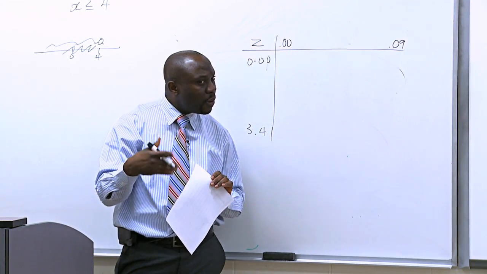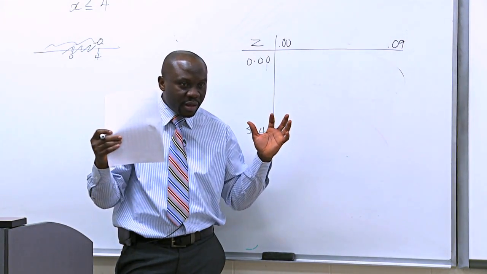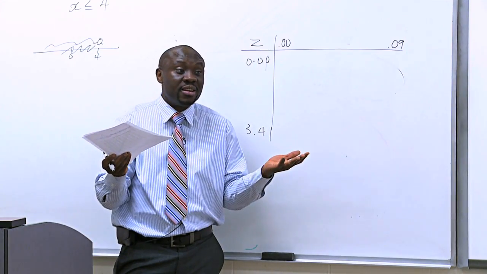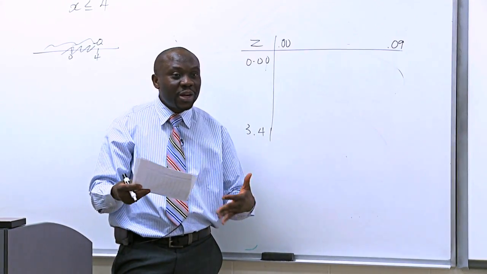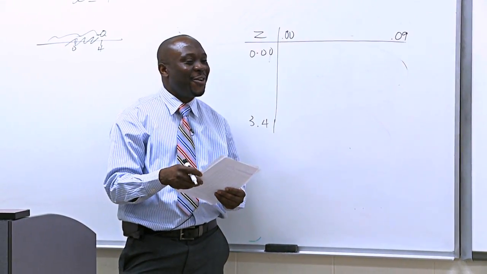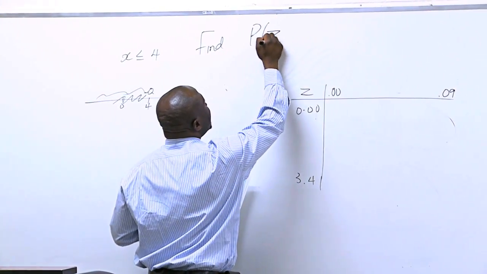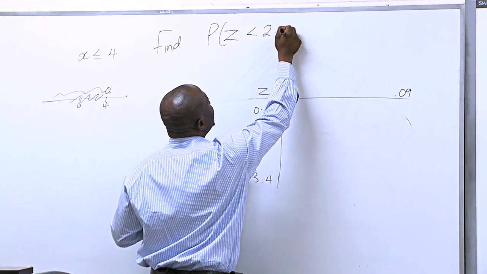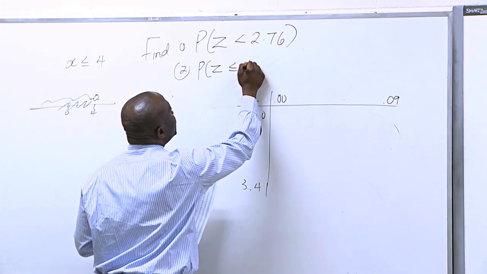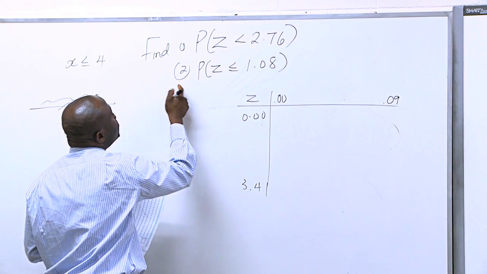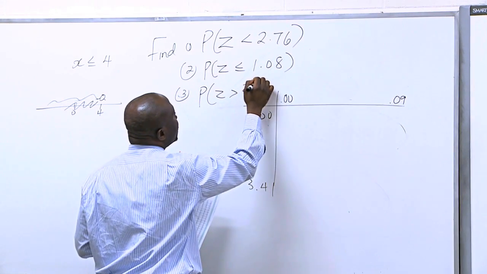I'm giving you a lot of information, so make sure you get everything together. If you don't get it, just say, hey, I don't get it, and we go over it with you. But the good news is I haven't even done any example, so you can't say, I don't get it. All right. Great. For example, if you are asked to find number 1, P of z less than 2.76. Number 2, P of z less than or equal to 1.08. Number 3, probability of z greater than 2.14.